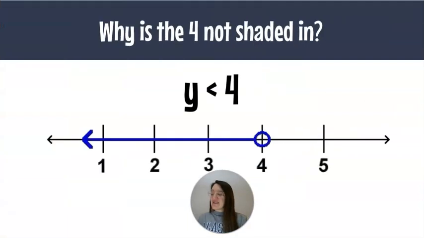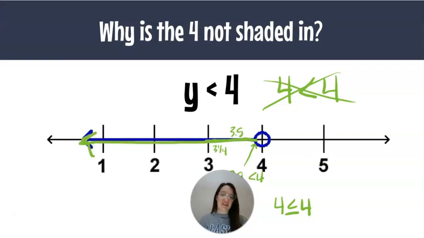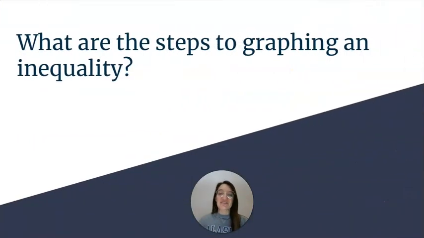All right, so on this example, why is 4 not shaded in? Well, because 4 is not a solution. 4 is not less than 4. Now, if it was 4 is less than or equal to 4, then we could shade it in. But it is not a solution. Okay, but 3.9 right there is less than 4. That's why it's shaded in, and 3.5 is shaded in, and 3 1/4 is shaded in, right? Everything less than 4 is shaded in because everything less than 4 is a solution. But not 4. That's why 4 is not shaded in.